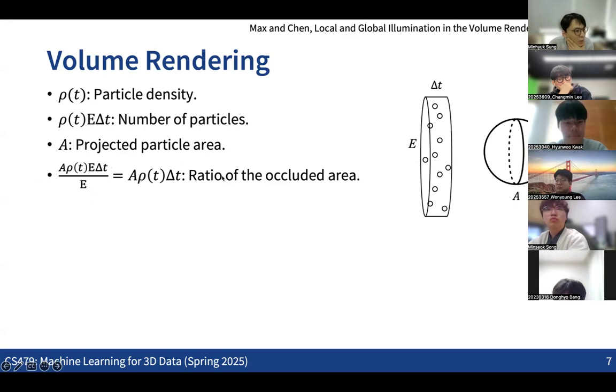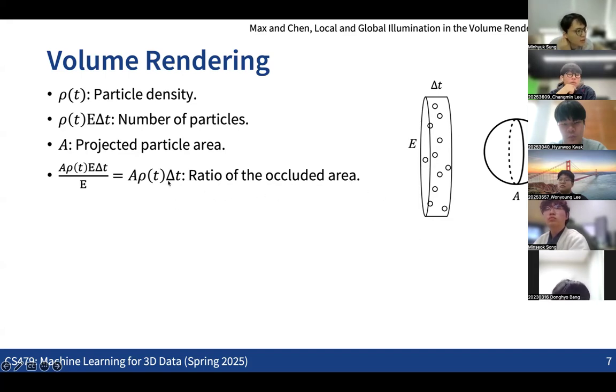Over the E, which is the area of the section here. So this is showing the ratio of how much of the projected region is occluded by the particles. Make sense? So we can say that this shows the ratio of the occluded area. So we can cancel out the E here, and we can have this kind of notion.